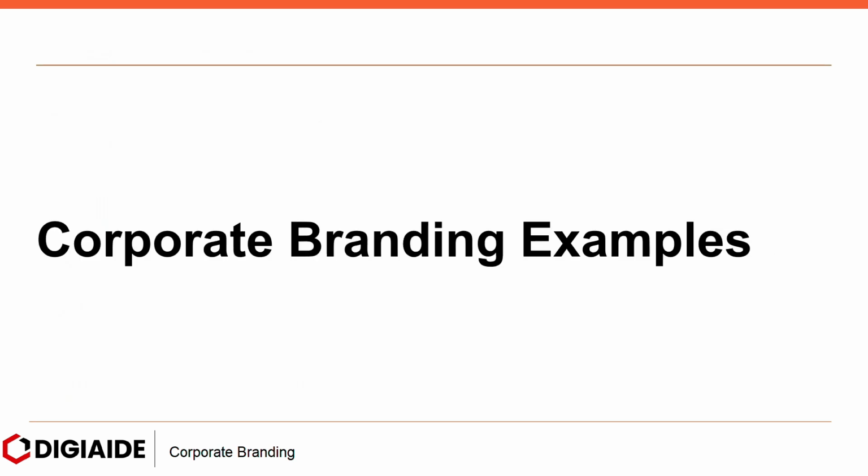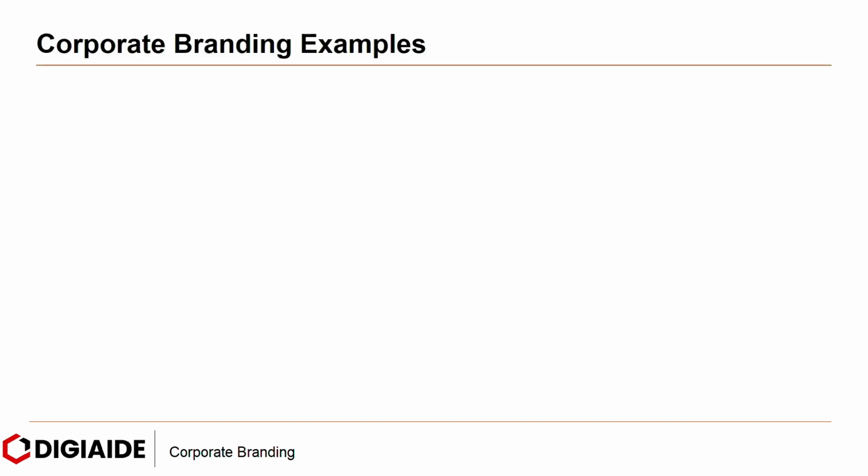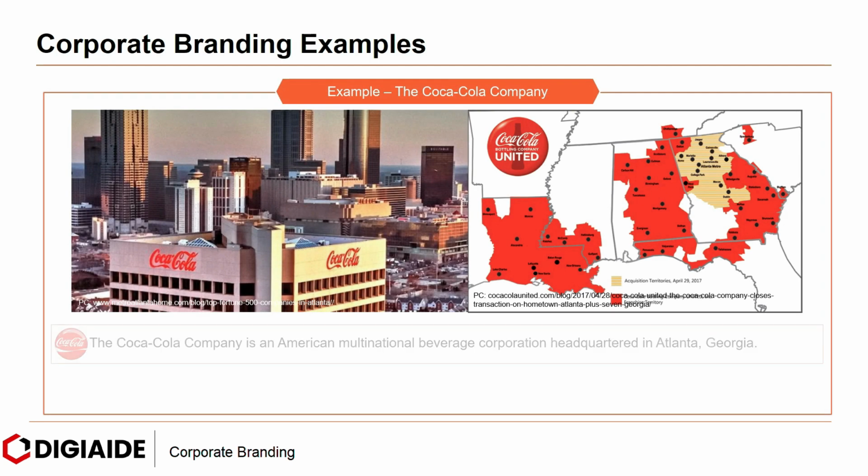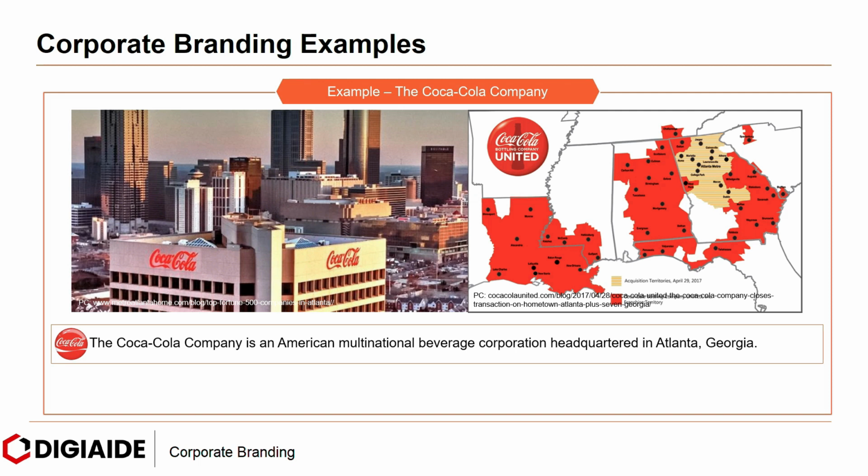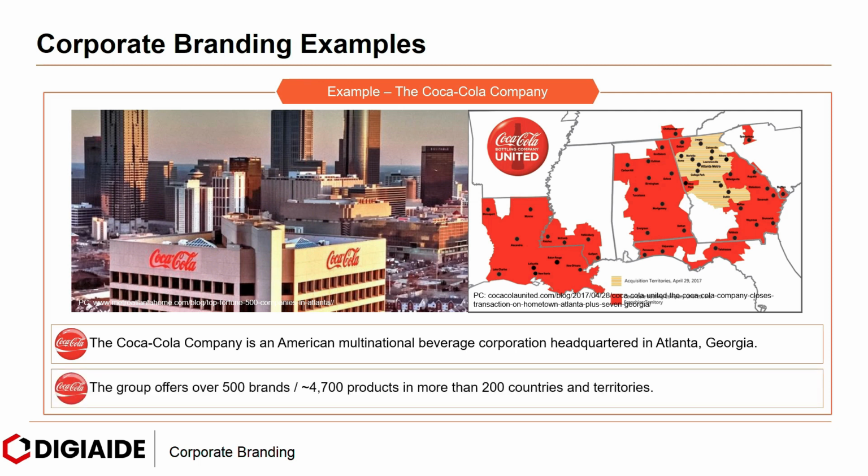Moving on to corporate branding examples. First, the Coca-Cola Company. The Coca-Cola Company is an American multinational beverage corporation headquartered in Atlanta, Georgia. The group offers over 500 brands among 4,700 products in more than 200 countries and territories. The Coca-Cola Company has interests in manufacturing, retailing, and marketing of non-alcoholic beverage concentrates and syrups.